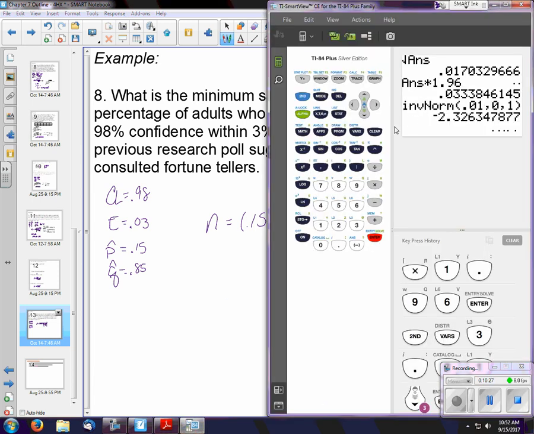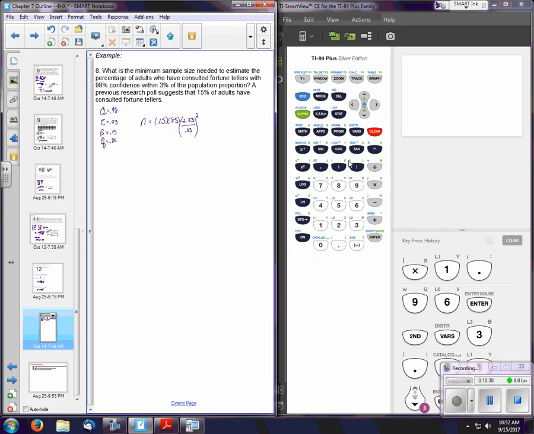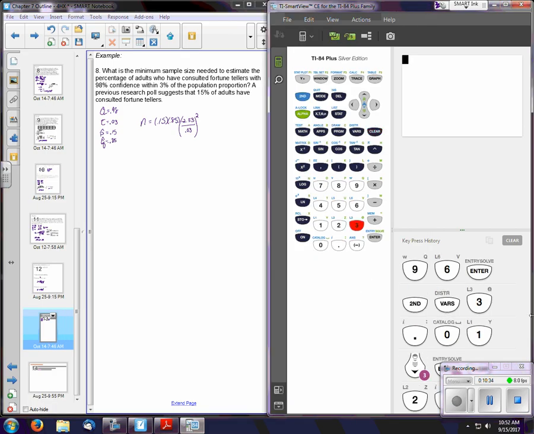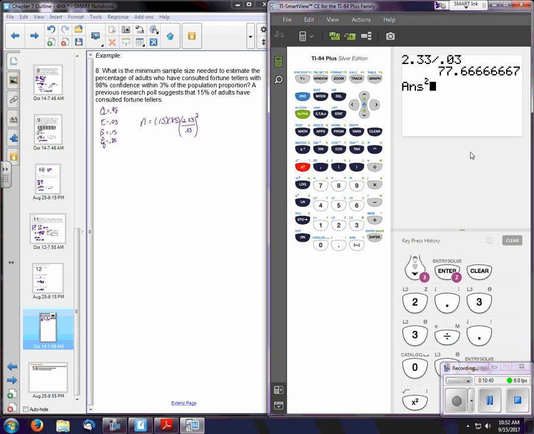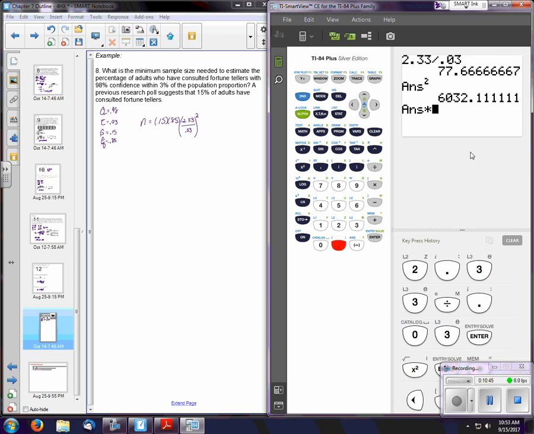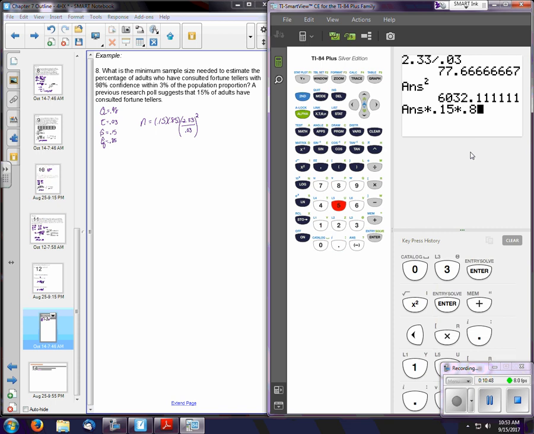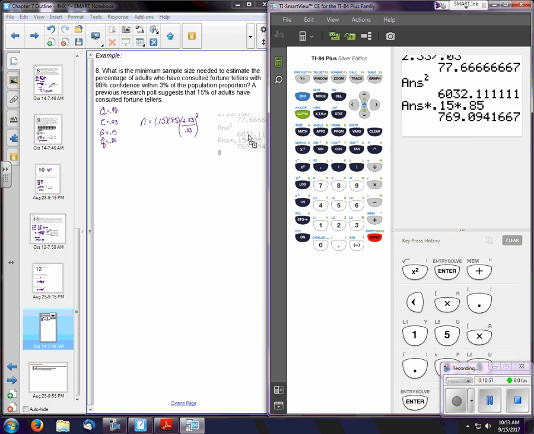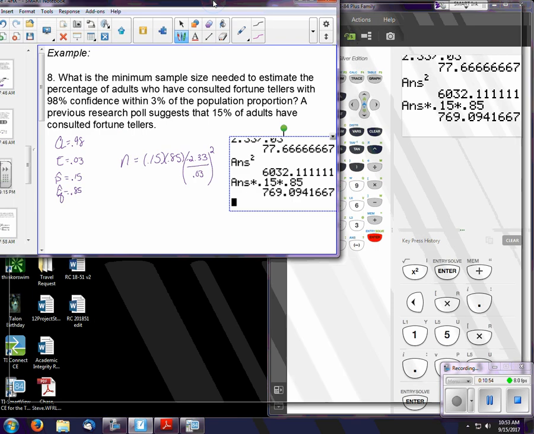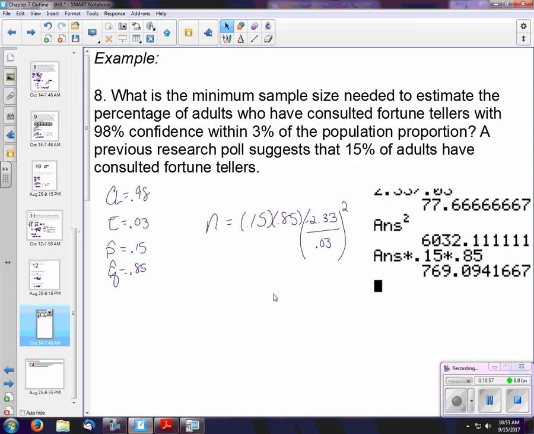So same thing we did before, take this one step at a time. We have here 2.33 divided by 0.03. Then square that number and multiply by p hat times q hat. So this gives us a sample size requirement of, round that up to the next whole number, we need to sample 770 people in order to estimate this within 98%.